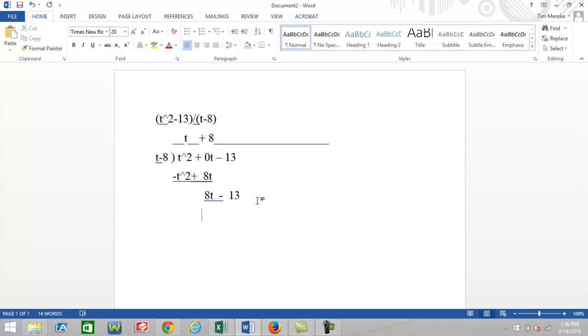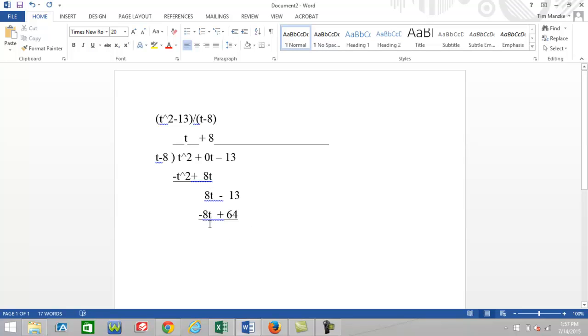So again, we're going to subtract here. We're going to take 8 times t, which is going to be 8t. I'm going to take 8 times the minus 8, which would be a negative 64. And then again, I'm going to underline this to emphasize the subtraction. We're going to distribute the negative, change the sign, so the 8t becomes a negative 8t. The minus 64 becomes a positive 64.